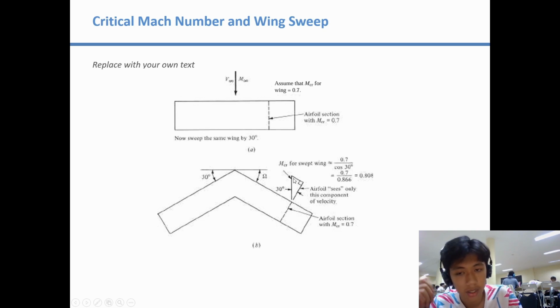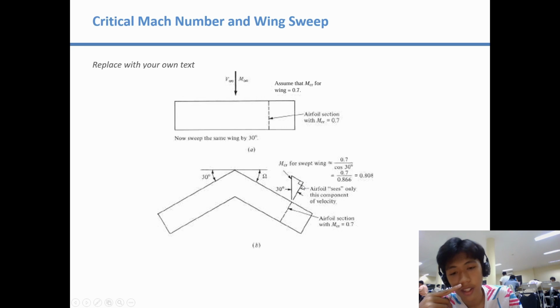But you can divide it into other vectors. You can divide it into this component and this component, like it is flowing like this. This is the one that is parallel to the leading edge, and this is the one that is parallel to the chord line. I'll explain about the chord line later.